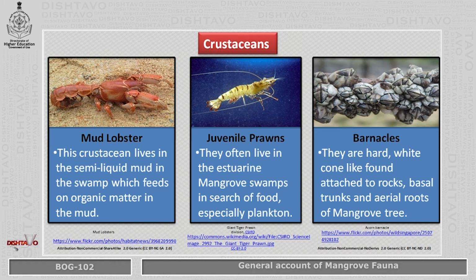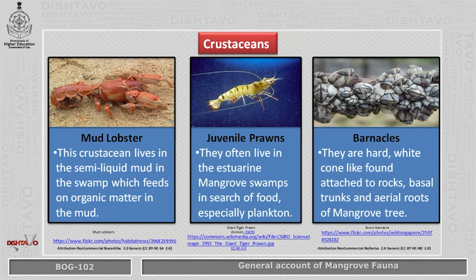Now let us learn about the other crustaceans found in the mangrove forest. The first one is the mud lobster. These crustaceans live in the semi-liquid mud in the swamp, where they feed on organic matter in the mud.